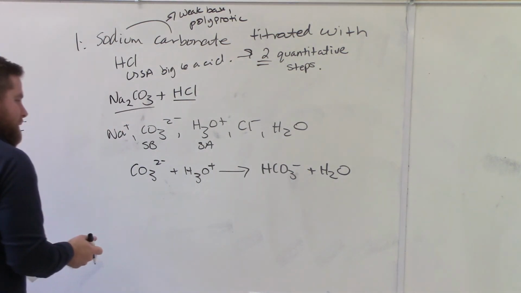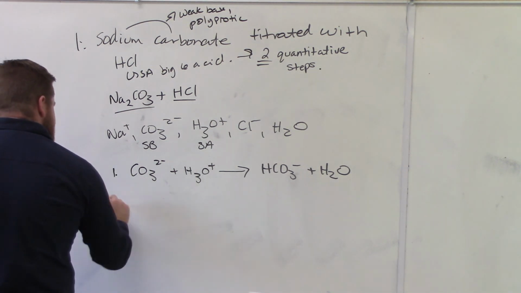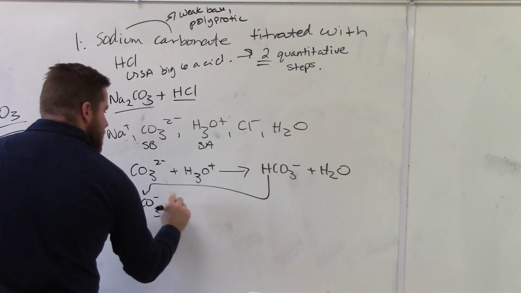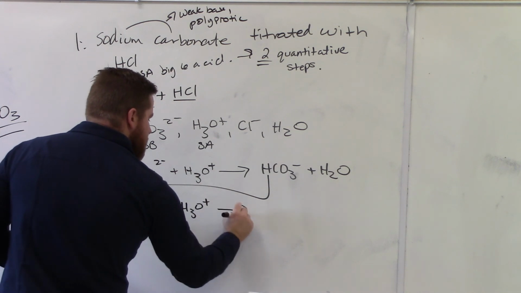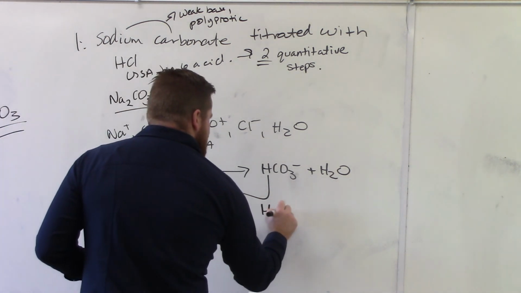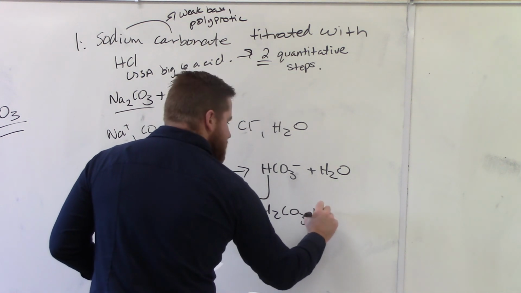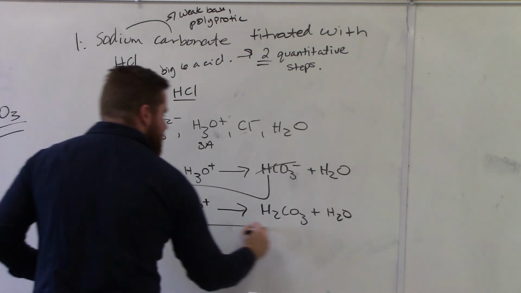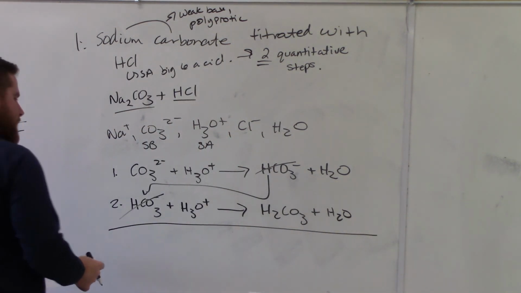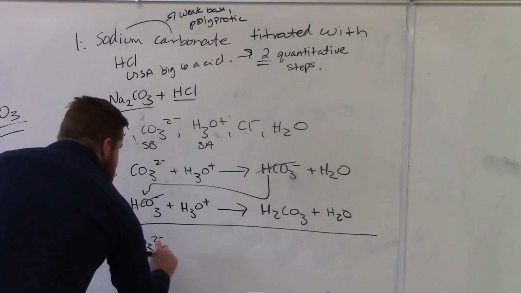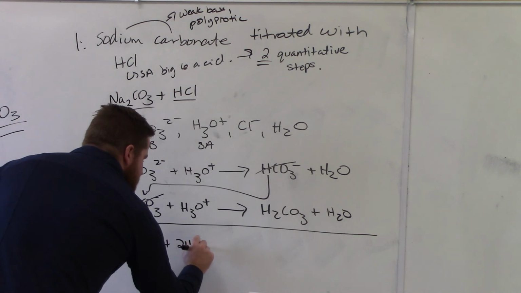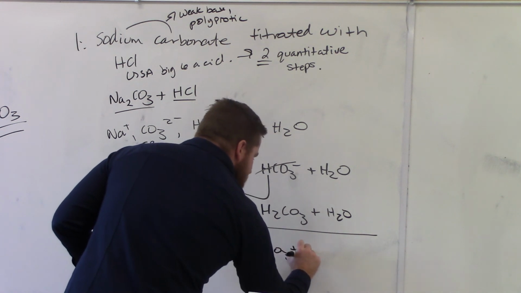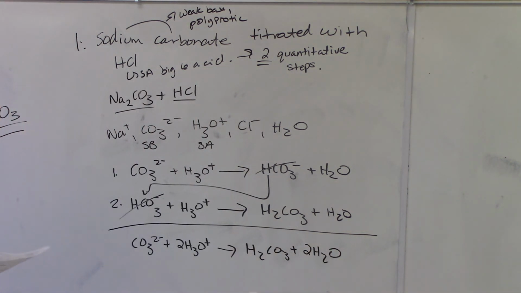Okay. All right, so let's get this done. So that's my first step. My second step is going to be, I'm going to take this HCO3- and react it with hydronium again. Okay, and this makes H2CO3, so carbonic acid plus H2O. This is the carbonic acid buffering system in your body as well, by the way. Okay, so CO3 2- plus 2H3O+ is going to make H2CO3 plus 2H2O. So that's my net equation from this polyprotic reaction.